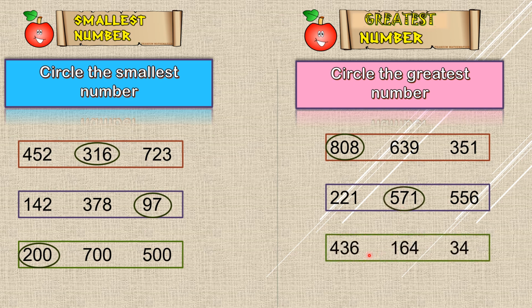Next example, 436, 164 and 34. We can clearly say that 34 is the smaller number because it is a 2-digit number. The other two are 3-digit numbers. So let's compare 436 and 164. How do we compare? We compare with hundreds. 4 in the hundreds and 1 in the hundreds. Which is greater? Okay, obviously 4 is greater, so 436 is the greatest number. So this is how we find out which is smallest and which is greatest.